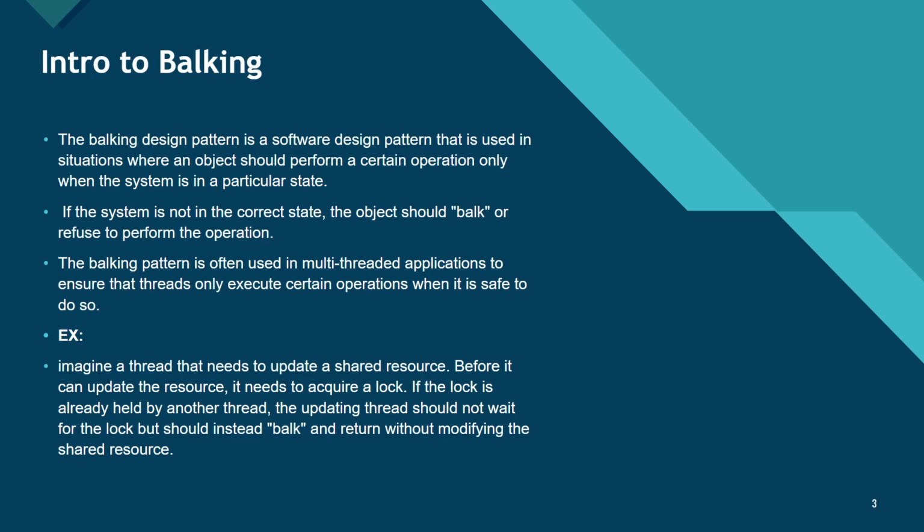safe to do so. So, as an example, we could imagine that there is a thread that needs to update a shared resource. Before it could update the resource, it needs to acquire a lock. If the lock is already held by another thread, the updating thread should not wait for the lock but should instead balk and return without modifying the shared resource.